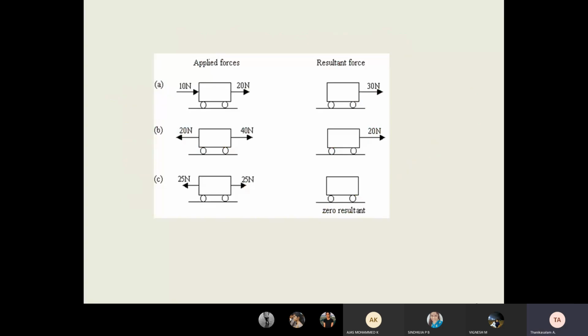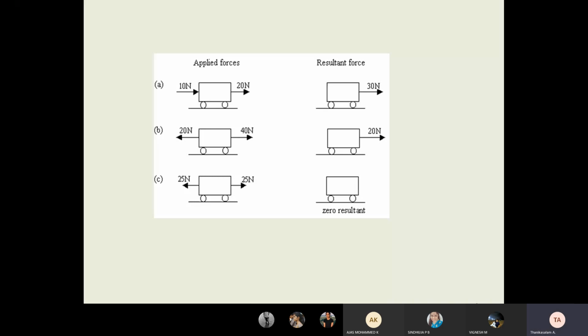In the first diagram, two forces are acting, 10 Newton and 20 Newton. What is the resultant? 20 plus 10, 30 Newton. So this body, the car, is moving. Sometimes on the left side 20 Newton is acting, and on the right side 40 Newton. What is the resultant? 40 minus 20. The body is moving. Now see here, 25 Newton on the left side and 25 Newton on the right side. Therefore 25 minus 25 is 0. Now the body is in equilibrium, in rest condition. The previous case was also equilibrium, but it is moving. We are studying statics, so we consider the resultant force equal to 0 to say equilibrium.